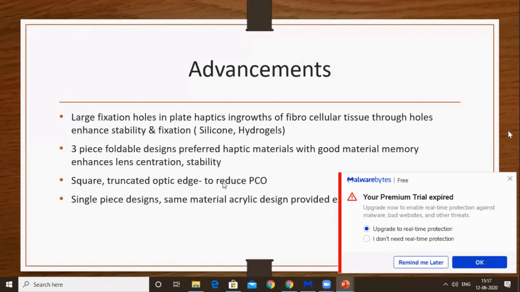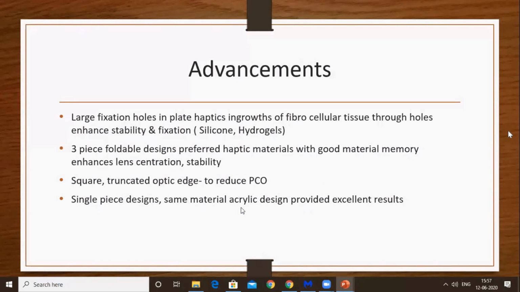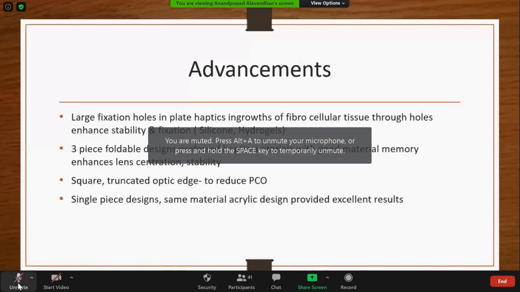Just a minute, yeah. Yes, Siddharth? Hello? Yeah, you can proceed. Yeah, fine, Siddharth.